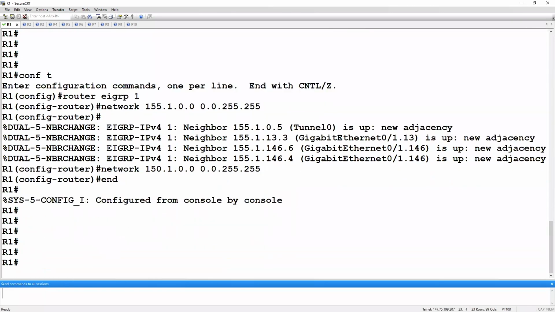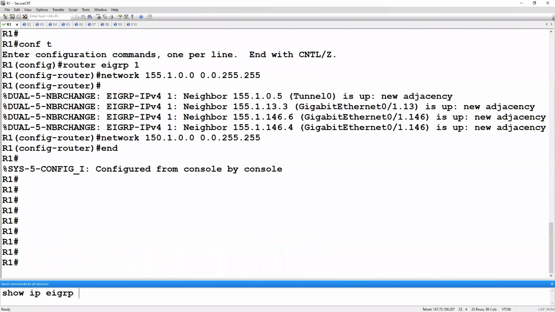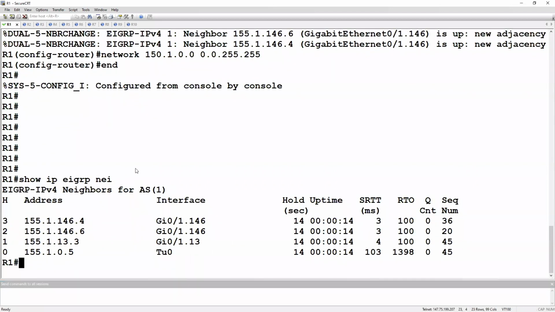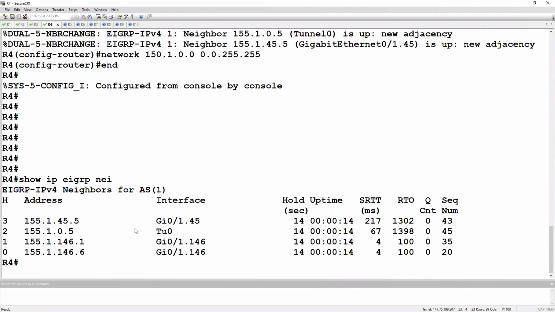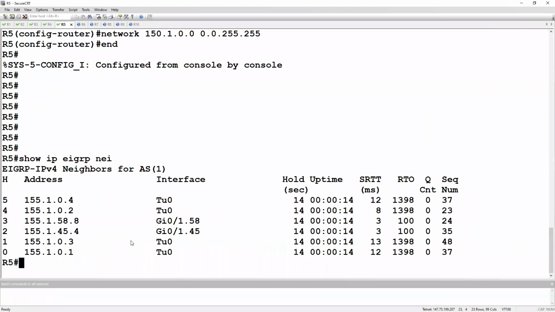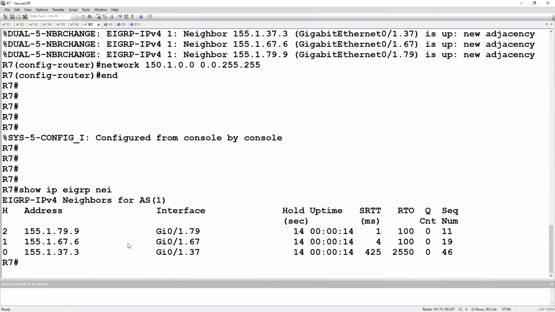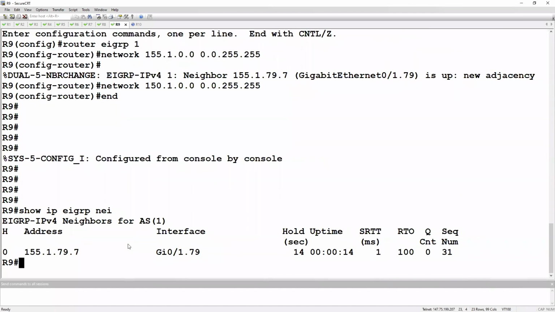Okay, next step, we're going to look at the show ip eigrp neighbors and make sure that we have EIGRP adjacencies on all of the devices. And it looks like this is good so far.